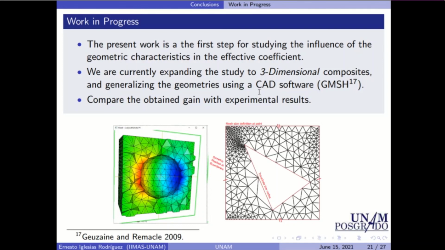We are working to expand this study to a three-dimensional composite, and to generalize the form in which we introduce these geometries using computer-aided design software, because this is just the first step for the study of the influence of the geometric characteristics, and we need to compare the obtained results with experimental results.